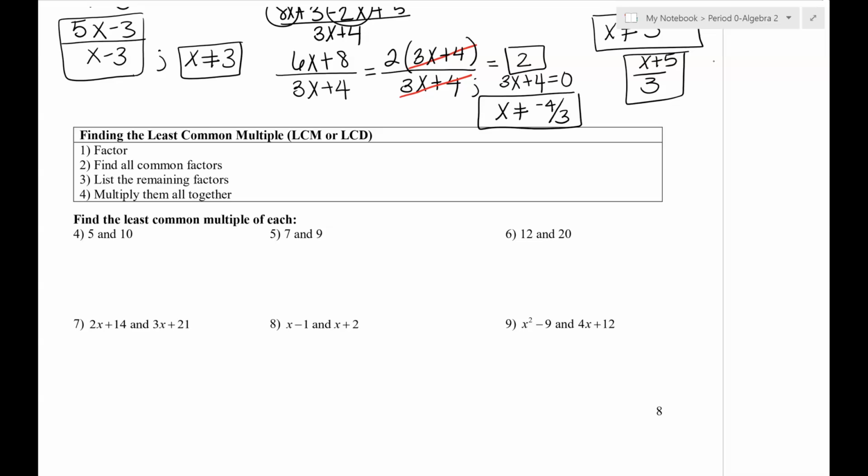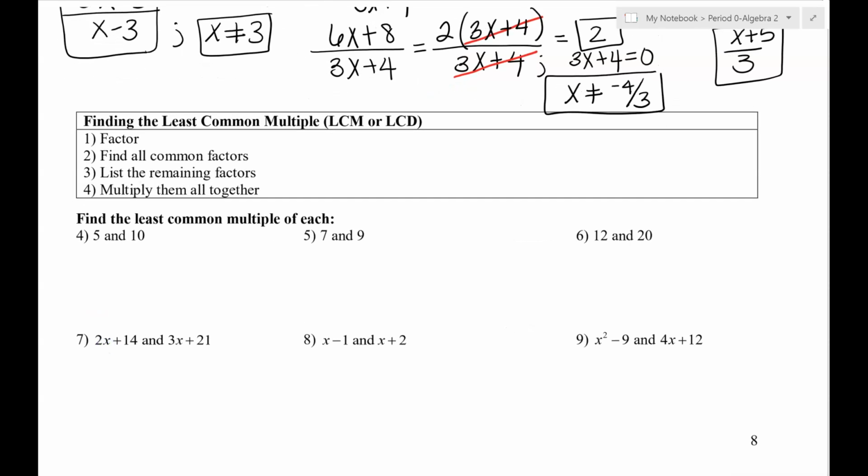Number 1, Juliet, can you help me read number 1, please? Yeah, always factor it first. Number 2, Logan's not here. Number 2, Audrey C, can you help me read number 2, please? Find all common factors. Good. Number 3, Heather. List the remaining factors. Good. And Madison, help me read number 4.